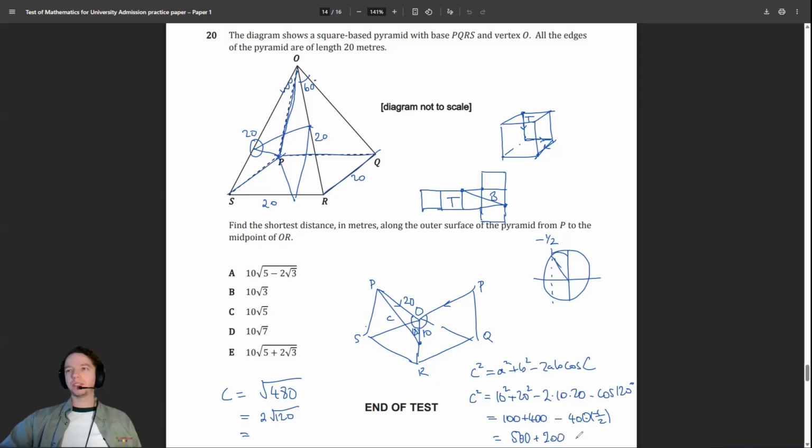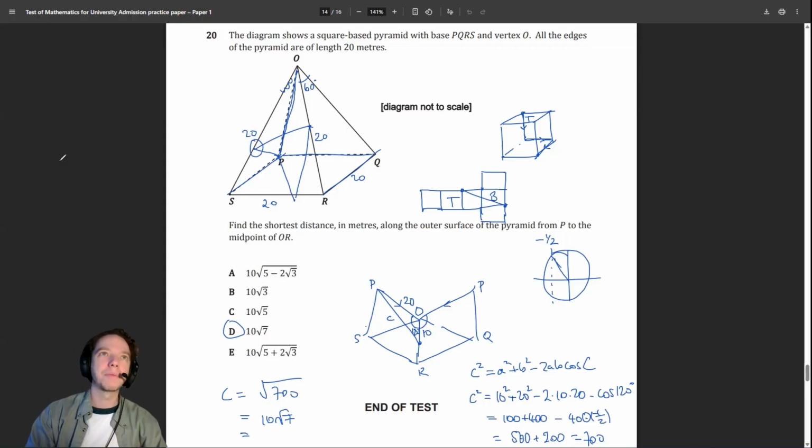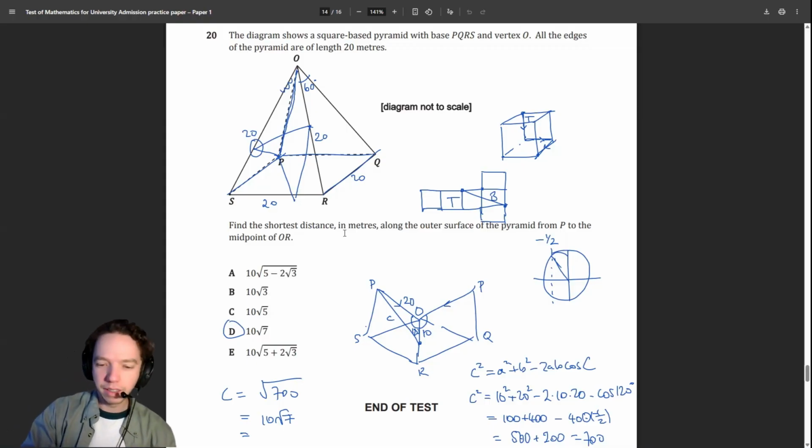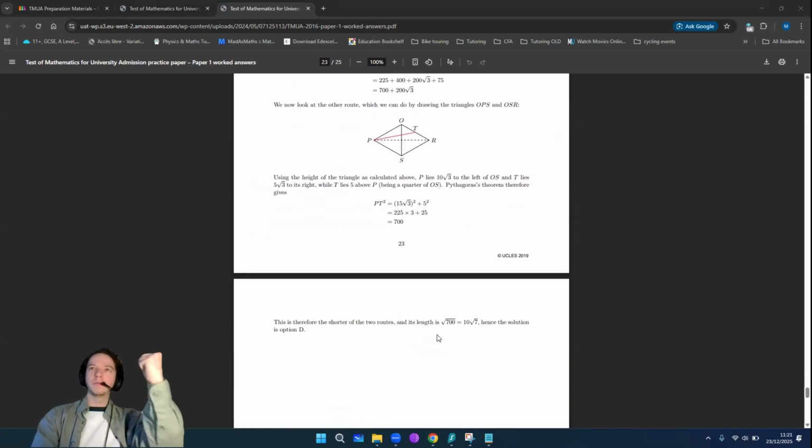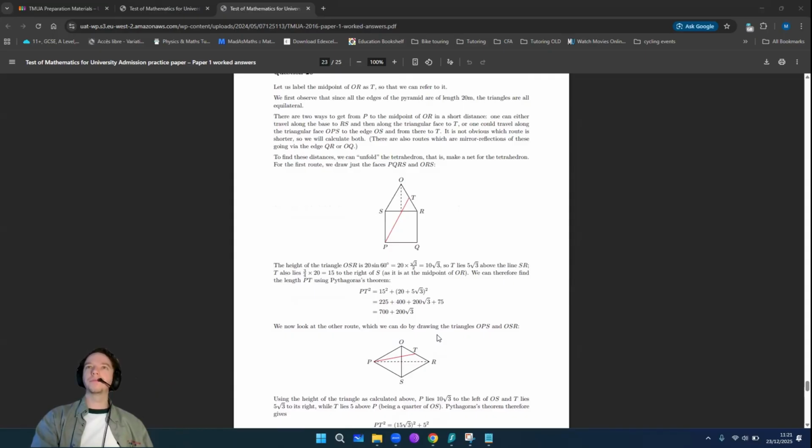Okay, so that's plus 200, so that's 700. So the square root of 700. I can take out a factor of 100, so that's 10 root 7, which is answer D. Oh, please tell me that's correct. Yes. Awesome.